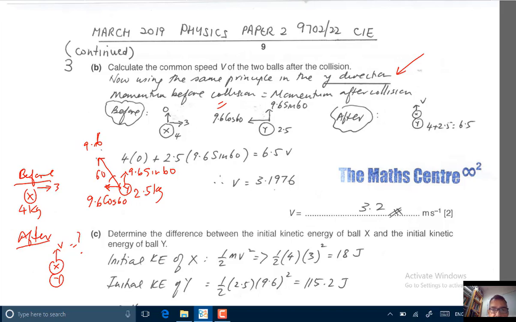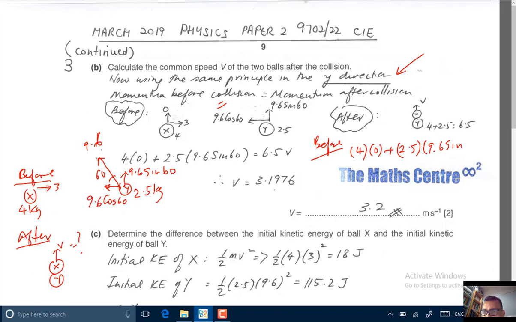So before collision, let's take ball x first. The mass is 4, and in the y direction there is no speed, so 4 times 0, plus for ball y we have 2.5 times, what is the component in the vertical direction? Good, 9.6 sin 60. This is the sum of momentum before collision. That's what you see here.